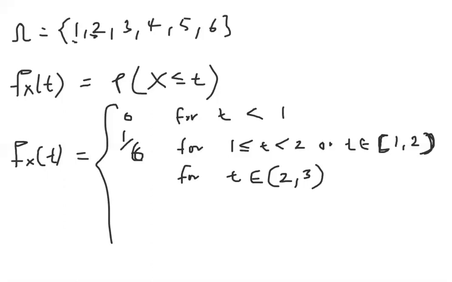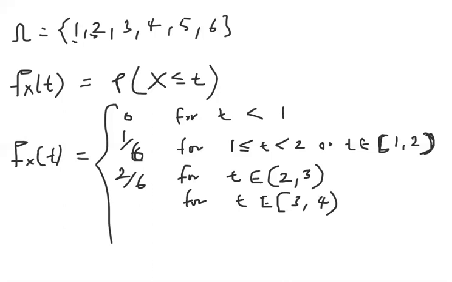2 over 6. Okay. That is going to give you 2 over 6. Okay. Now the next one is for t belonging to 3 and 4, not inclusive.